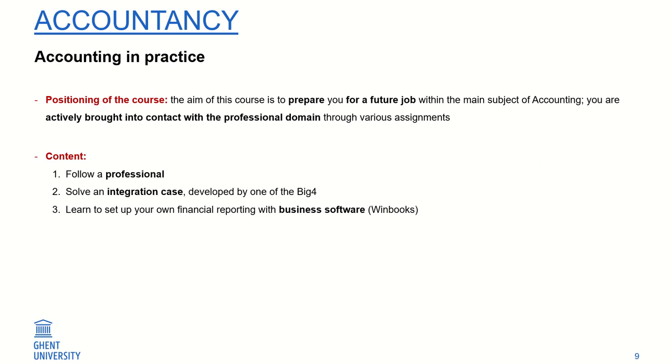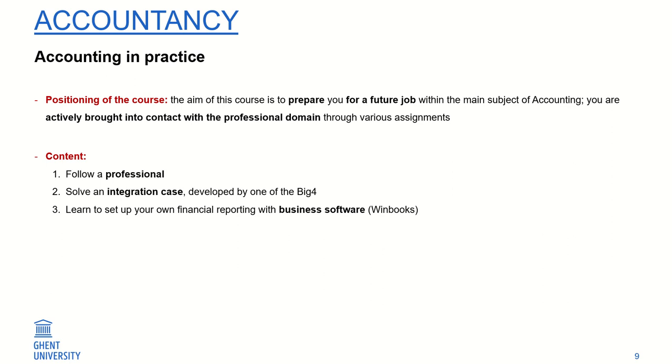And then finally, in the last block, we have accounting in practice. So there, the aim of this course is to prepare you for a future job in reporting. And you will have to do 3 things. Follow a professional, so that's somebody who is doing a job in reporting, in accounting, and you will be asked to follow that person so that you see what it really is that he or she is doing every day. There's a case developed by one of the big 4 that you will need to solve.